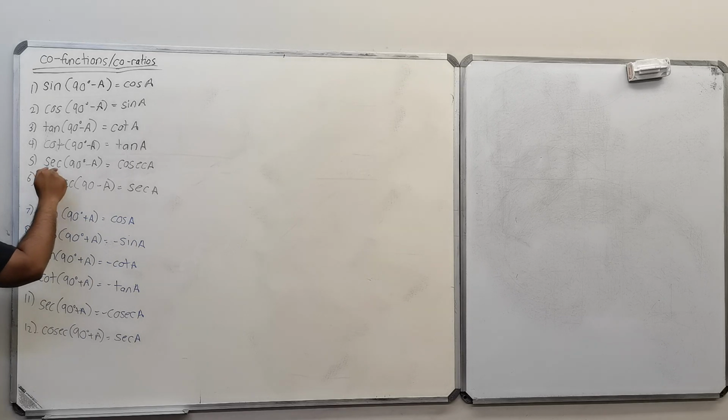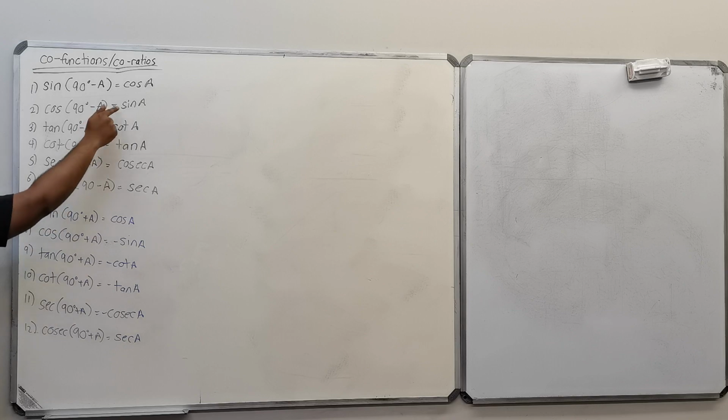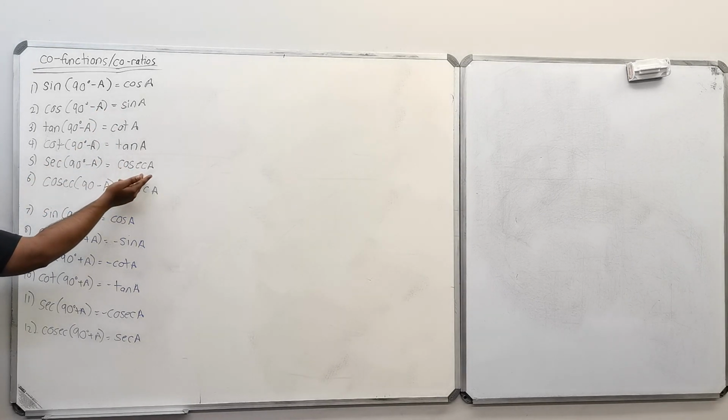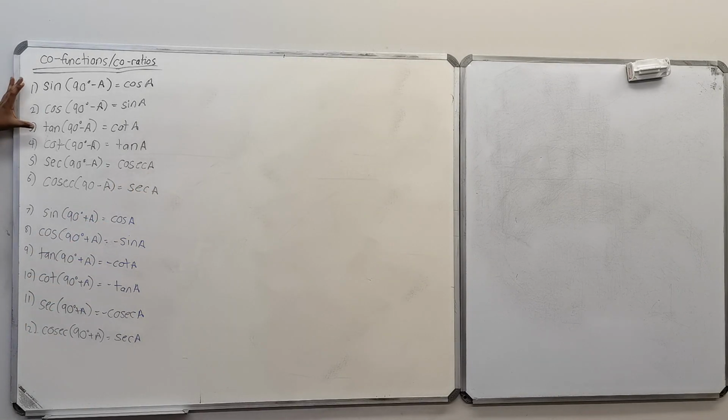For sec, remember I told you the third derivative? Cos of 90 minus A is sine. So the third one here is cosec. If you remember these first three, you will remember how these ones need to be. These two are the same, and then it's negative, negative, negative. You have to remember just that. Remember the CAST diagram too, that will help you.